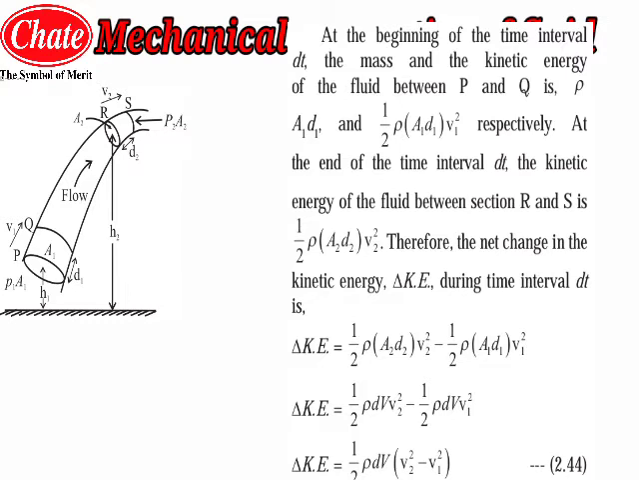Therefore, the net change in the kinetic energy delta K during the interval dt is delta K equals half rho A2 d2 V2 squared minus half rho A1 d1 V1 squared. Now, this may also be given as delta K equals half rho dV V2 squared minus half rho dV V1 squared. Taking common terms, delta K equals half rho dV (V2 squared minus V1 squared).